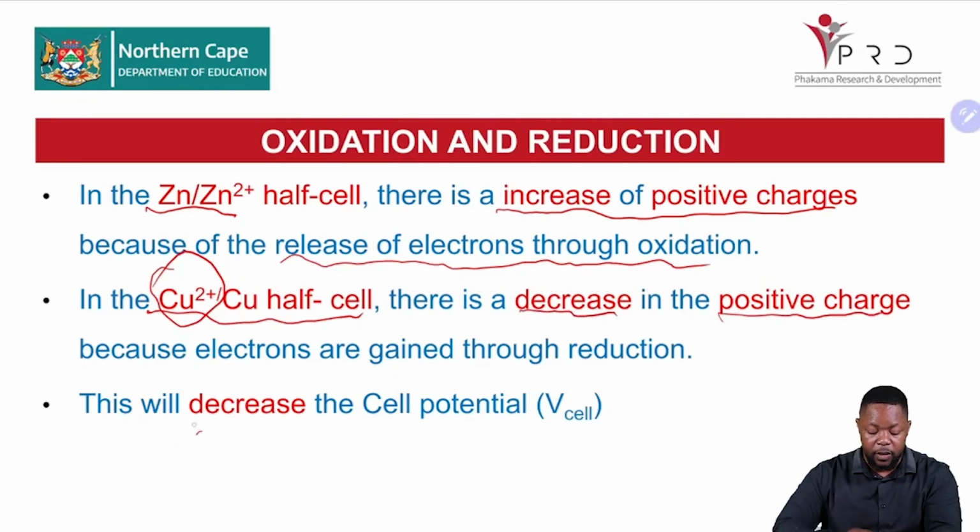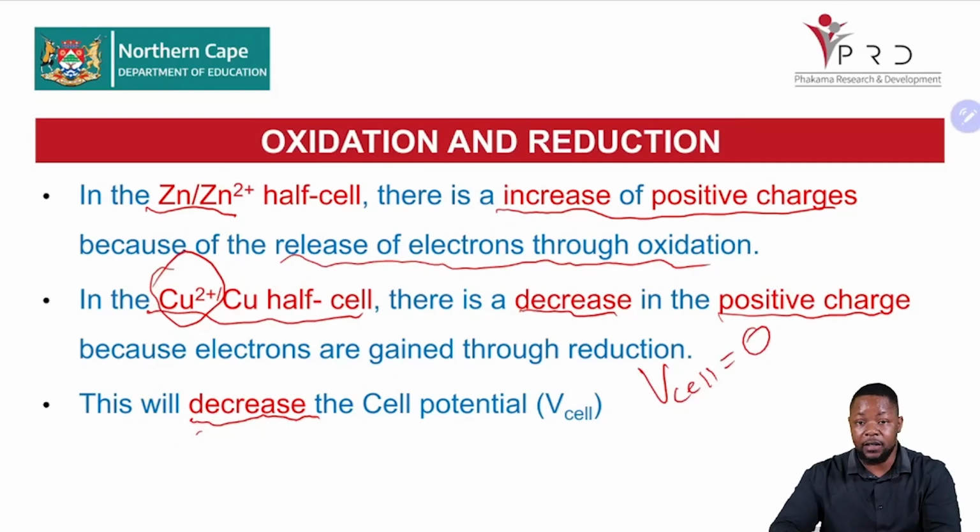Then there will be a decrease in cell potential. That is, the EMF of the cell will decrease. And if this continues, the V cell is going to decrease until it is zero. And that is where we say that equilibrium has been reached and the cell is now dead.